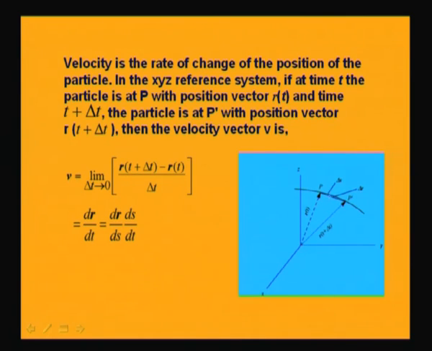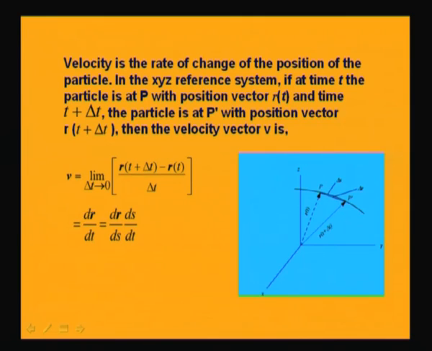In the xyz reference system, if at time t the particle is at P with position vector r(t), and at time t plus delta t the particle is at P dash with position vector r(t plus delta t), then the velocity vector v will be defined as the limit as delta t tends to 0, that means the time interval is very small, of r(t plus delta t) minus r(t) divided by delta t. Now, r(t plus delta t) minus r(t) is nothing but the vector PP dash, delta r. So this is a vector, and if I divide it by a scalar quantity delta t, the entire thing is a vector. Therefore, the velocity is a vector only.